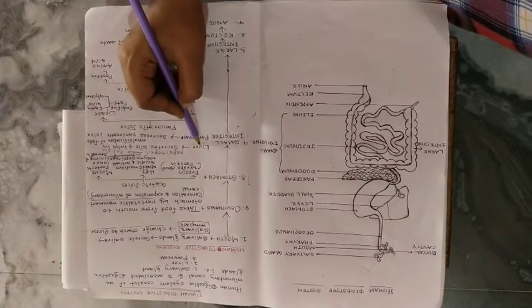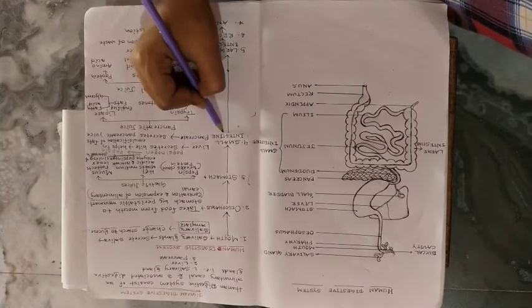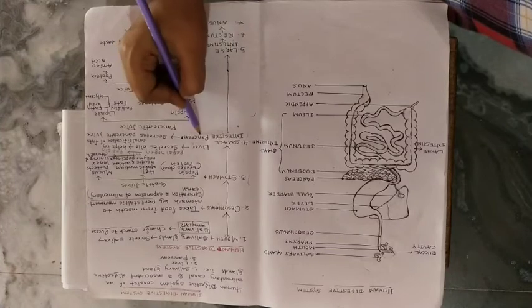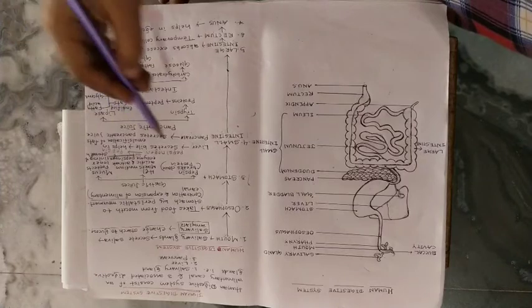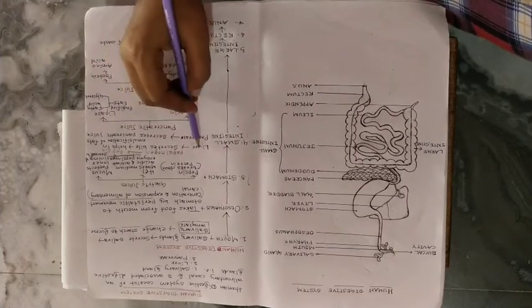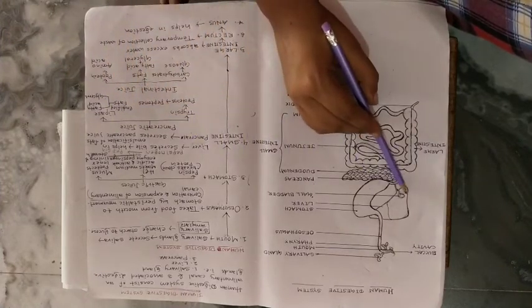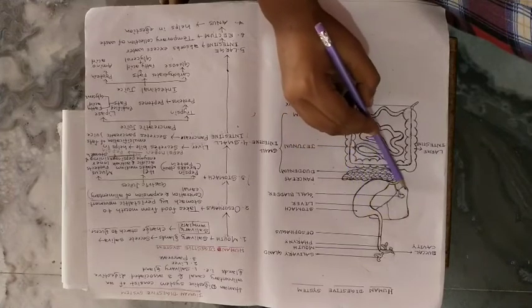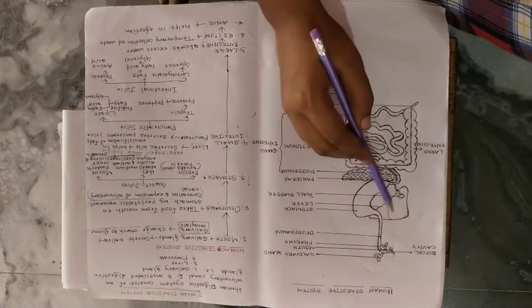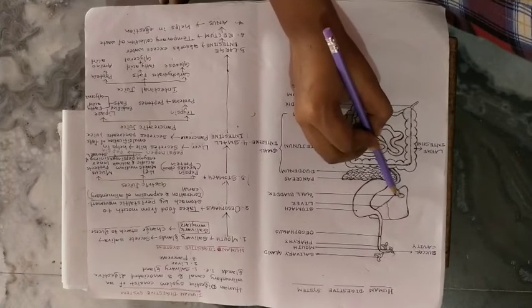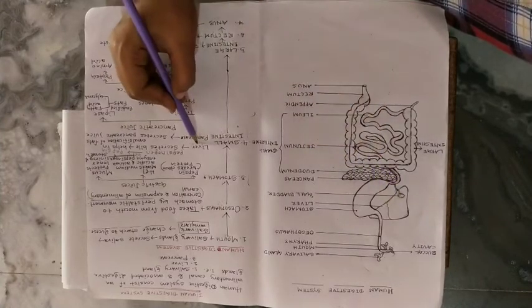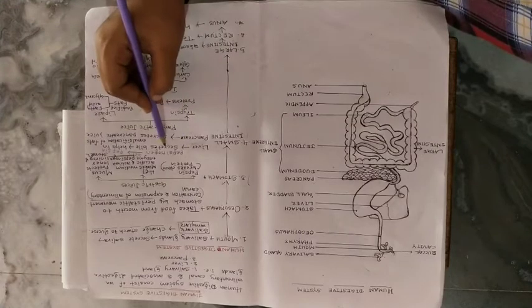So the secretion of the liver is released to the small intestine, and the secretion of the pancreas is also released to the small intestine. I have already told about the liver. The liver is associated with the stomach, and there is a small sac-like structure, the gallbladder, present in the liver. So what is the function of the liver? The liver secretes bile juice.